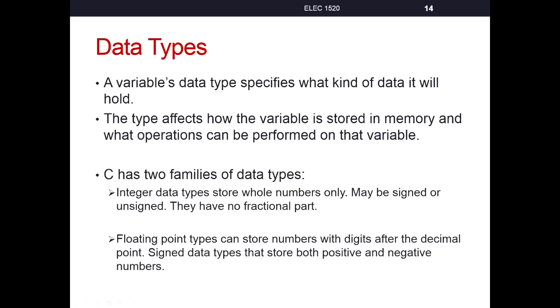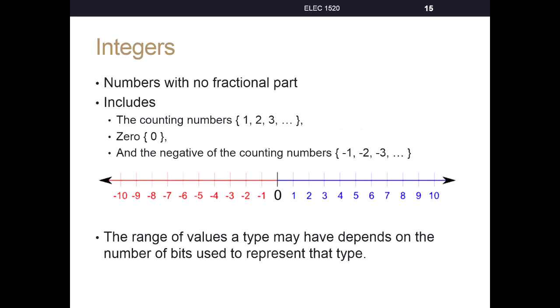Floating point types, then, are numbers that can have digits after the decimal point. So they will have a decimal point in them. They're signed, in that they can store both positive and negative numbers.